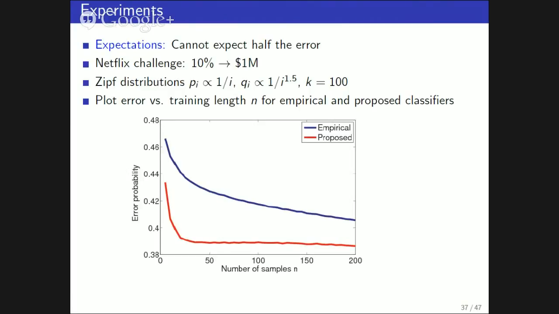This is the training length n, and this is the error probability of classification. As you expect, as the number of training samples increases, your error should go down. So this is empirical. It goes down from here to here, and this is the proposed classifier. It goes down like that, and you can see that, for example, if you take n equals 50 samples, then your error goes from maybe 0.43, 43%, something like that, to something like 39%. So 10%.